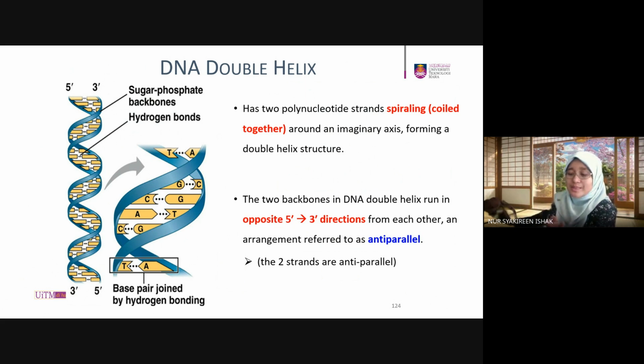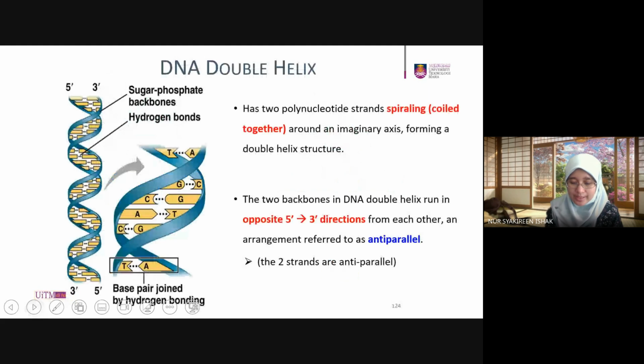So RNA will be single stranded because the RNA is copying the information from DNA. We call it messenger RNA, mRNA. So this mRNA will go to the cytoplasm to synthesize protein. So this protein can be enzymes, it can be hormones, or it can be any other proteins that the cell requires. Okay. So DNA structure.